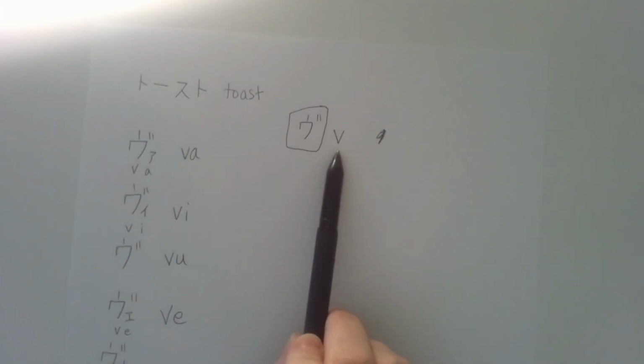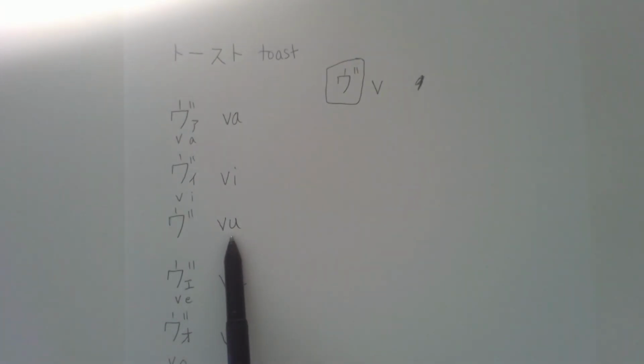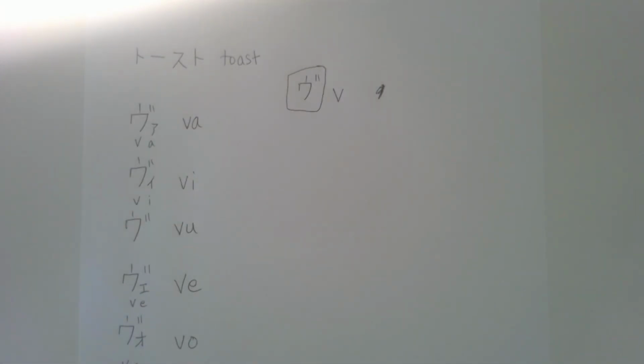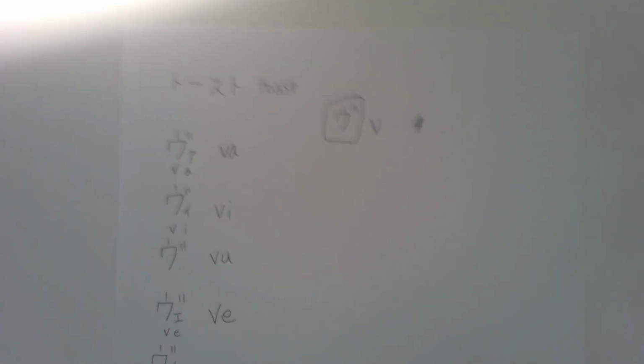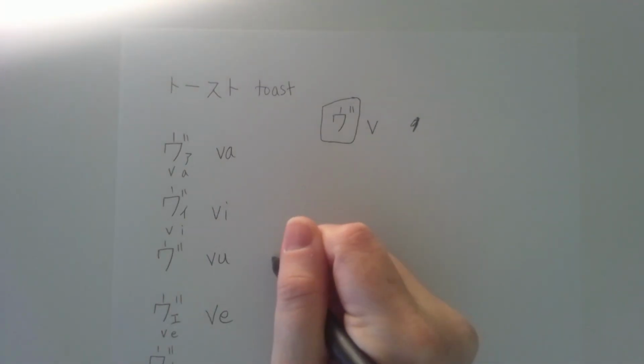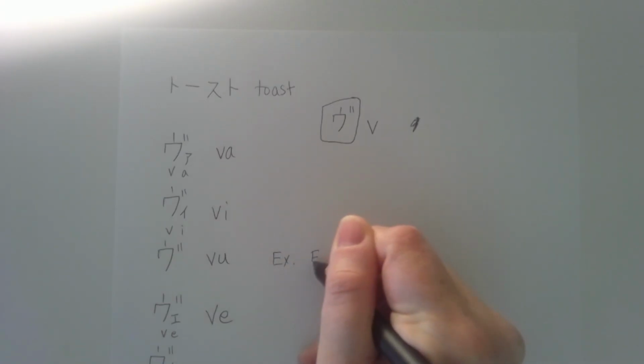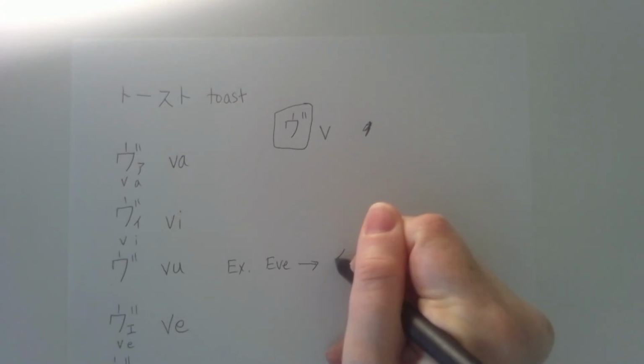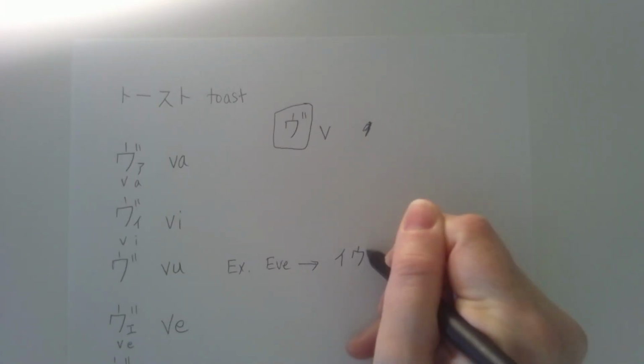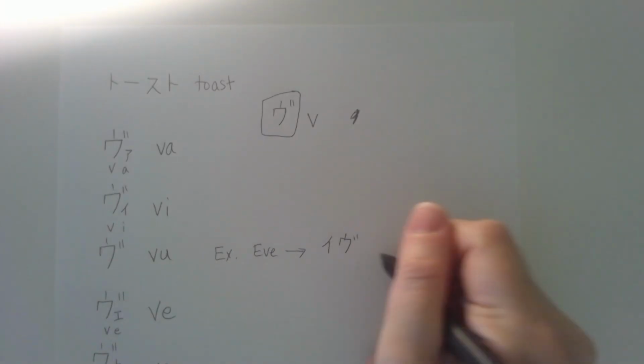So yes, this is just v, but if you see it by itself in a word, it's vu. So for example, Christmas Eve, if you say it in Japanese, it's kurisumasu ibu. So like ibu, Eve would be ivu.